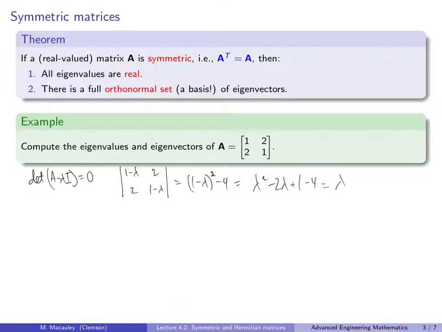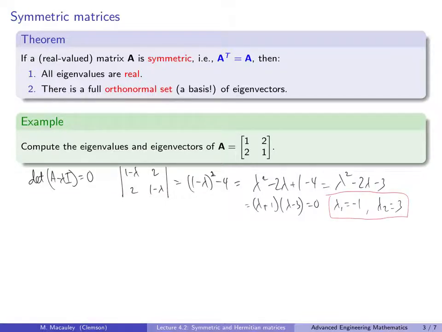This is lambda squared minus 2 lambda minus 3, and this is (lambda minus 3)(lambda plus 1). This is 0. So we get lambda 1 equals negative 1, and lambda 2 equals 3. Okay, so here are our eigenvalues.